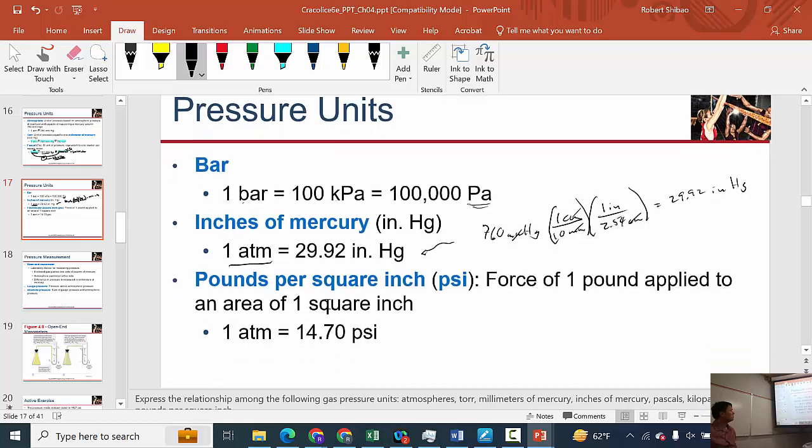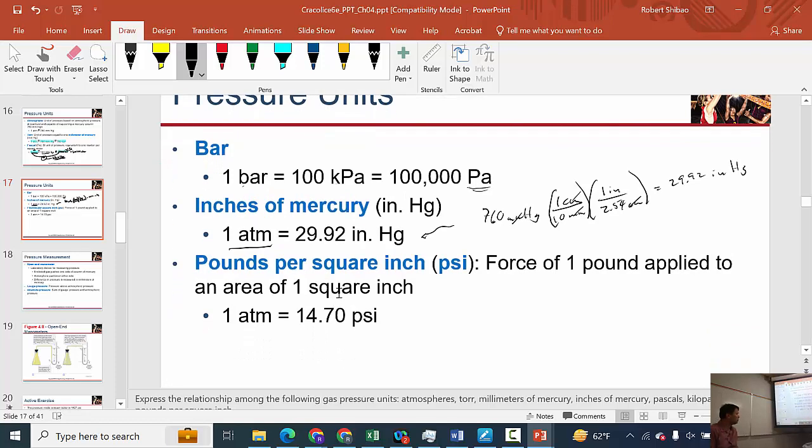I told you 14.7, but it's actually a little bit more precise. It's 14.70. This is not exact, I think. As I recall, it's like 14.69 something something. And so this is 4 sig figs. It's not infinite sig figs here. This one you don't have to memorize.